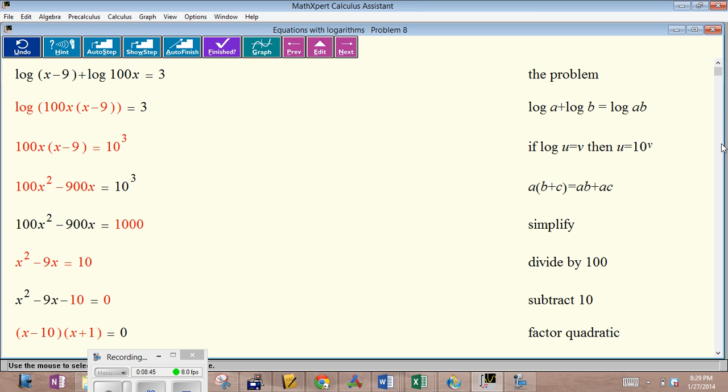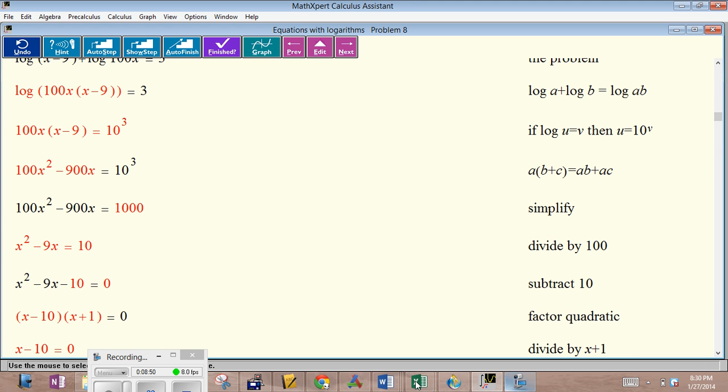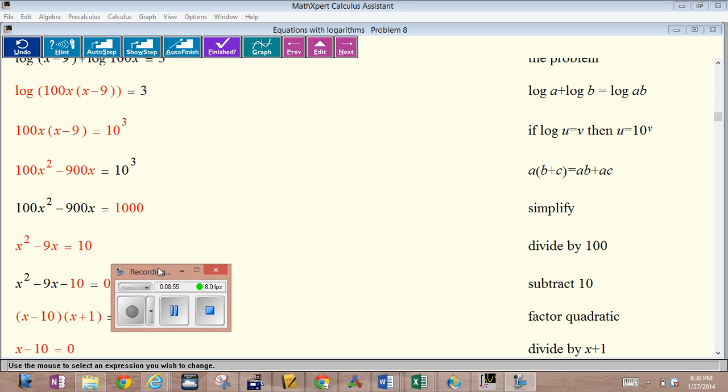Okay, so there's a couple of problems to think about and help you along with how to solve logarithmic equations, and we'll look at a couple more later.